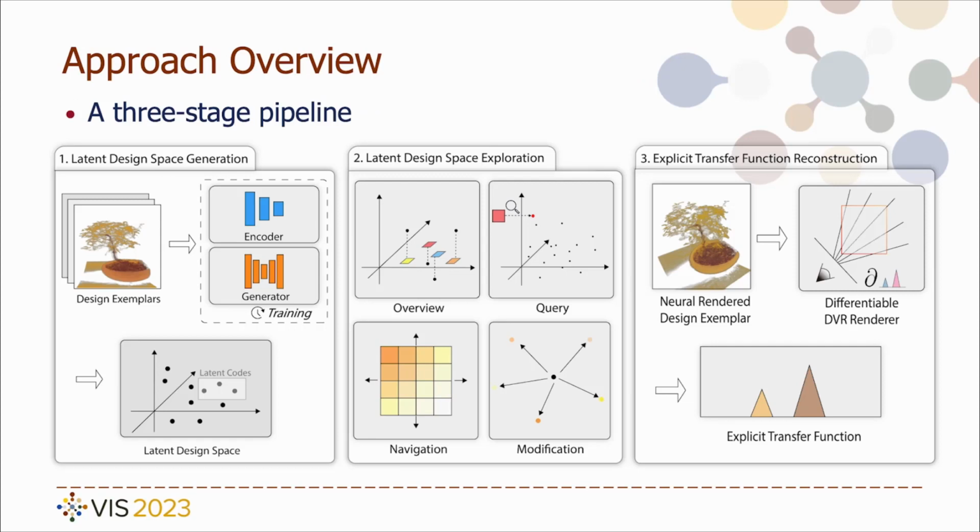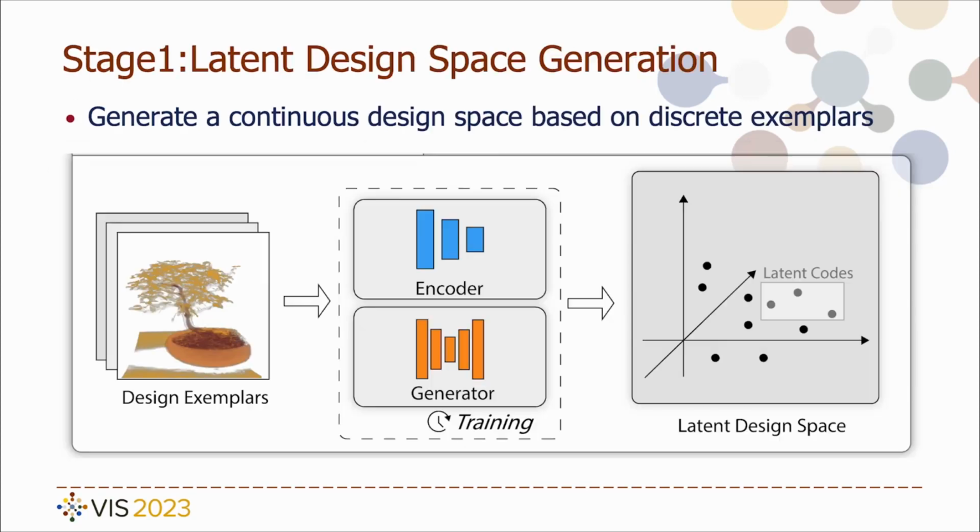Our approach consists of 3 main stages. First, given specific volumetric data and a predefined transfer function design space, we generate design exemplars using a traditional DVR renderer with randomly sampled transfer functions. Then we train an encoder and a generator to generate a latent design space based on those design exemplars. Every latent code in this space represents an implicit transfer function design.